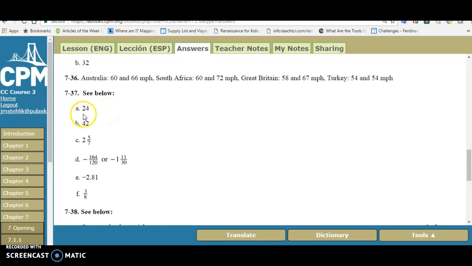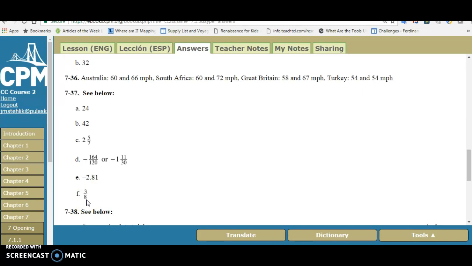But A was 24, B was 42, C was 2 5/7. D had two possible answers, negative 164 over 120 or negative 1 11/30. I actually calculated it using the denominator of 60. So you could also have the denominator of 60, which would then be, just doing the math real quick, 82 over 60 and then reducing that. And then E was negative 2 81/100, and then F was 3/8. So that was the homework from last night.